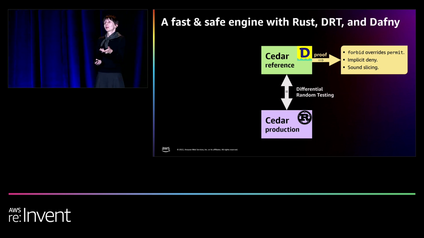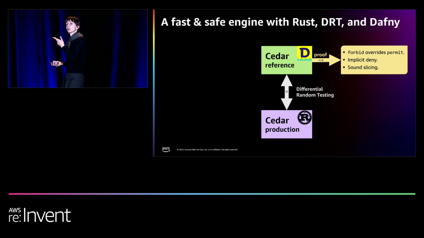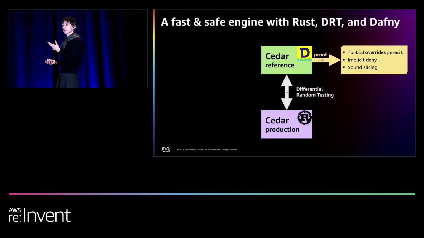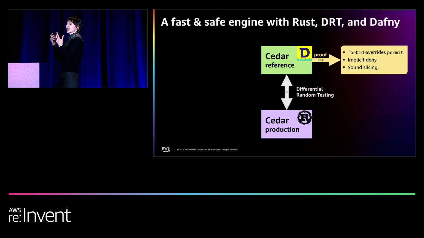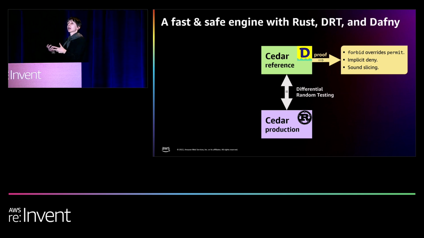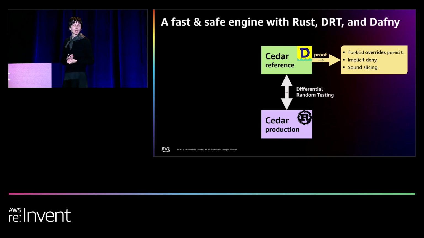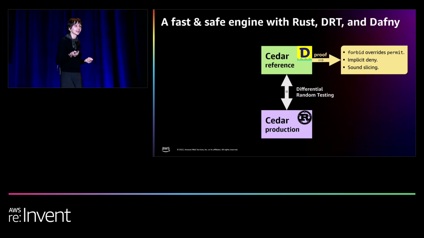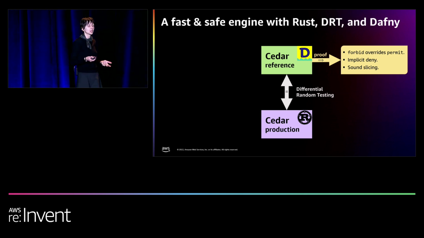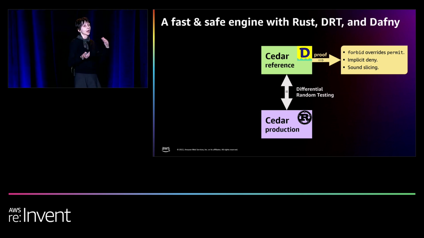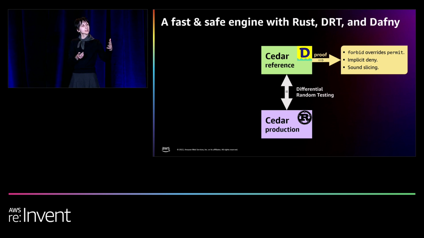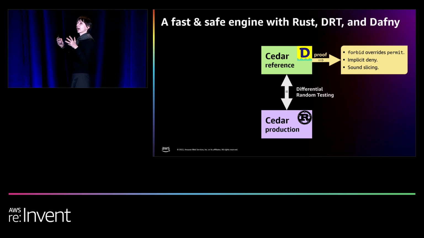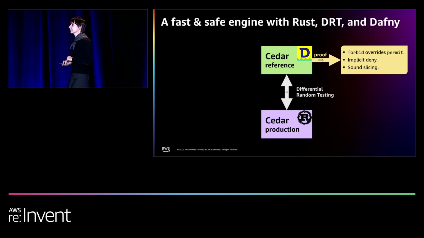A key performance property that we have proved is that slicing property that I mentioned before, that it's actually okay to make this authorization decision against a small slice based on these indices as opposed to the entire store. So by using Dafny and by using Rust and differential testing, we have high confidence that our production engine matches the semantics and that our semantics has the properties that we care about.